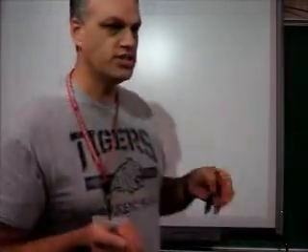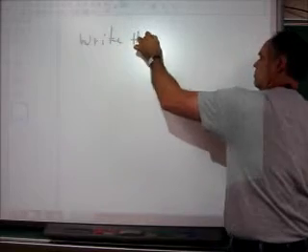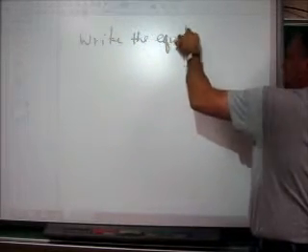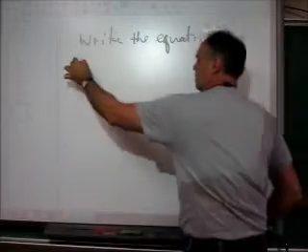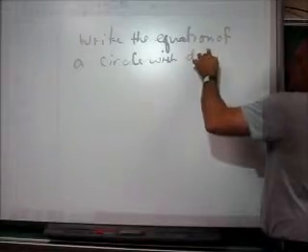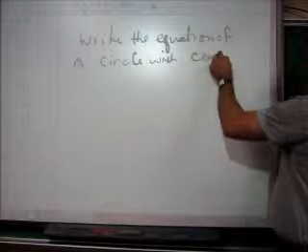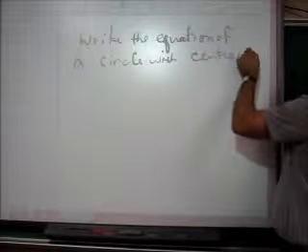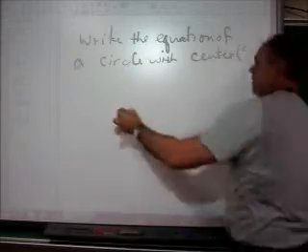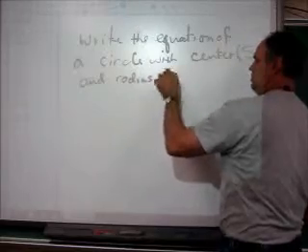So what we want to do is look at an example of utilizing the equation of a circle and utilizing some information about the circle. One thing you're going to be asked to do is to write the equation of a circle with center, sorry, not diameter, with center -2, and radius 7.